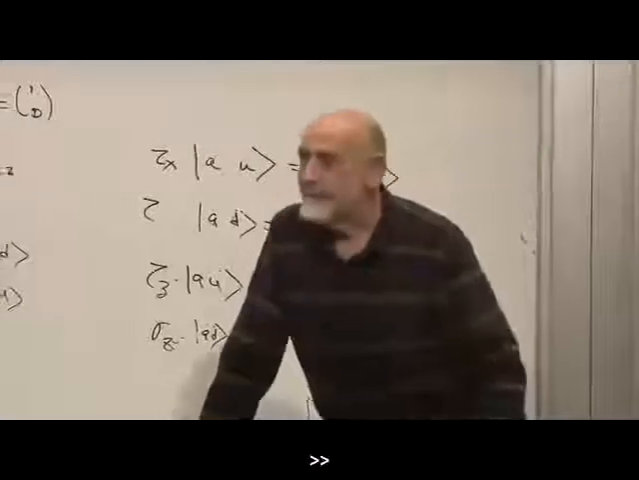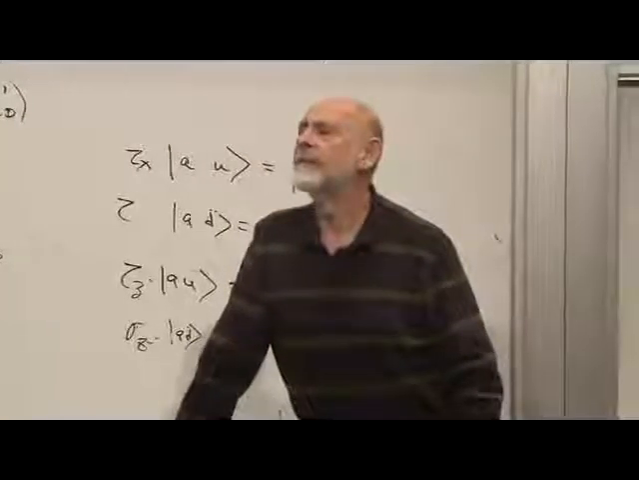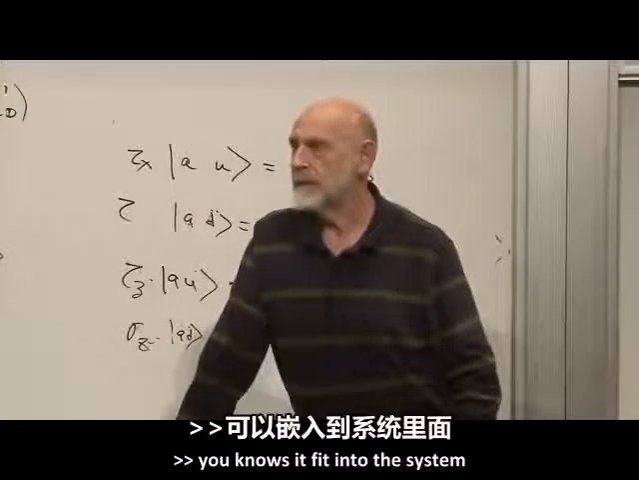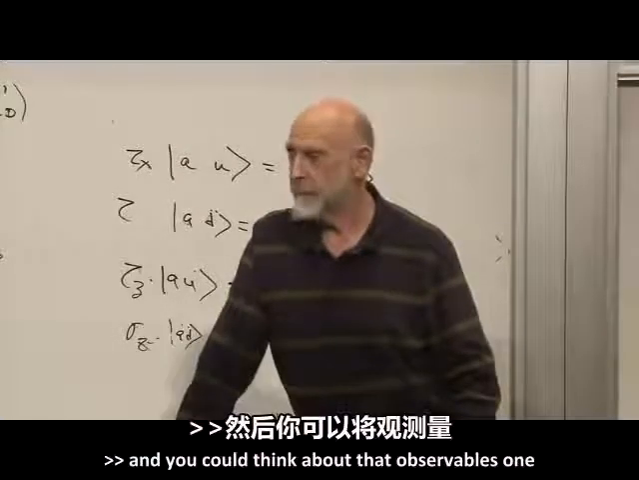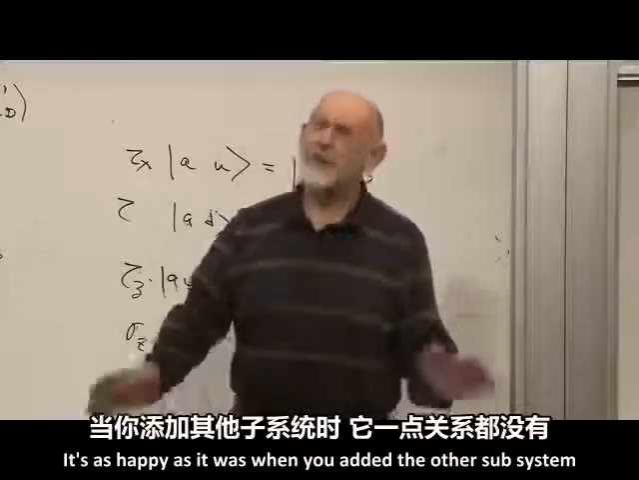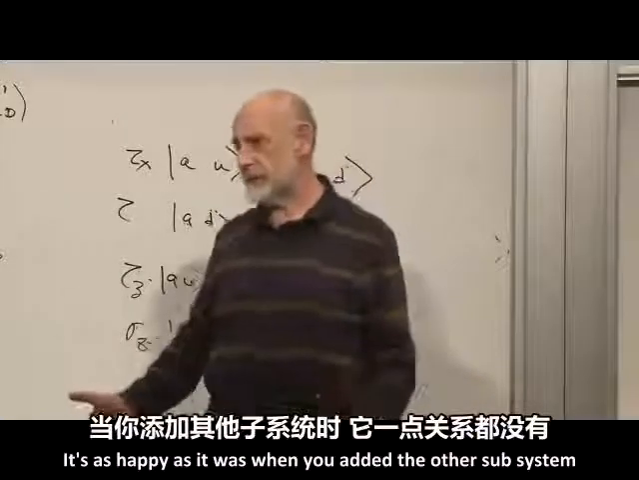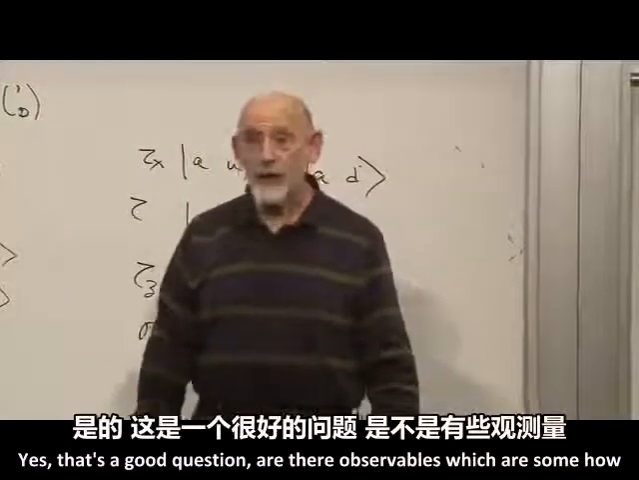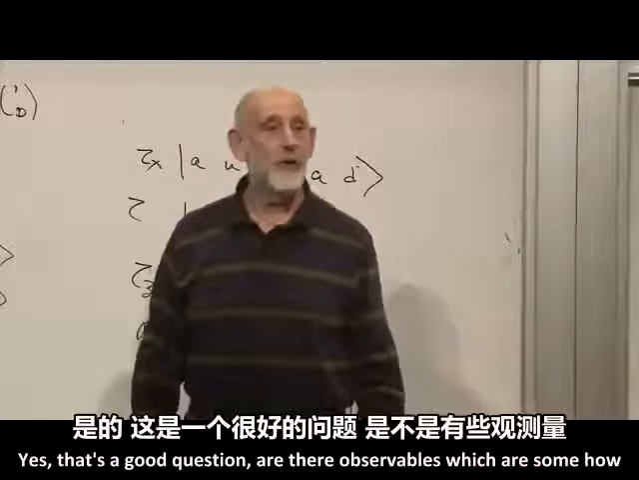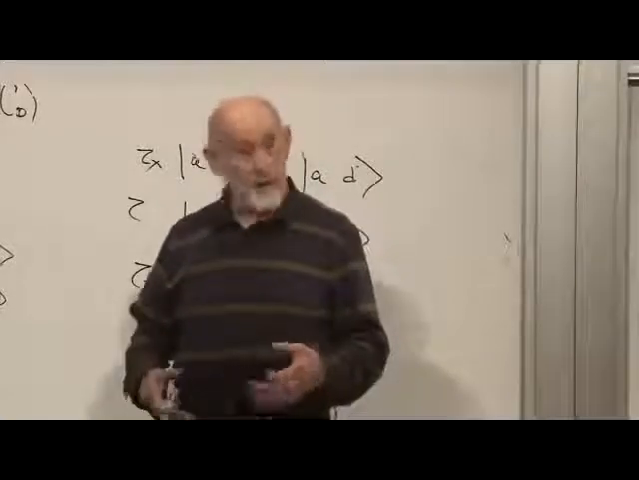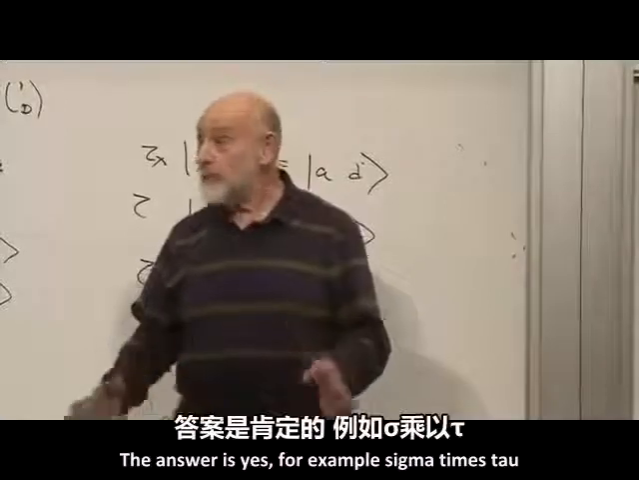So what we've got so far is these observables on each independent piece of the system. And it's as happy as it was before you added the other subsystem. Are there observables which are somehow more intimately connected with having both of them? Yes, that's a good question. The answer is yes. For example, sigma times tau.